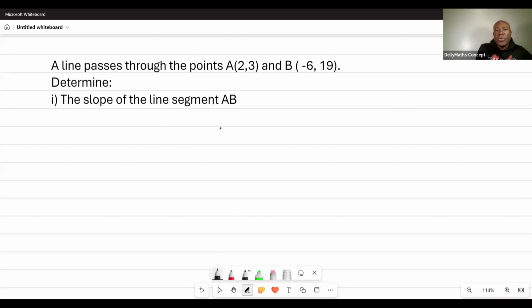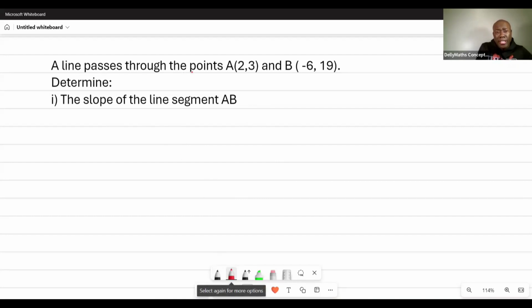So in this question, what we've got is 2 points. And we're going to use these 2 points to, one, find the slope of the line that passes through those points. We're going to find the length of that line segment, and we're going to write the equation of the line. So let us get on with it.